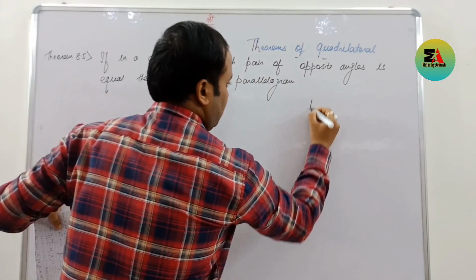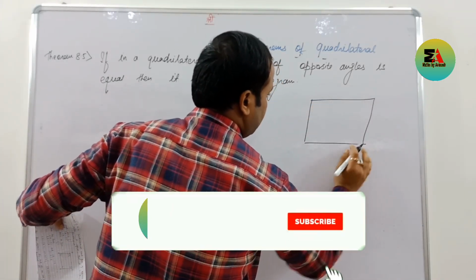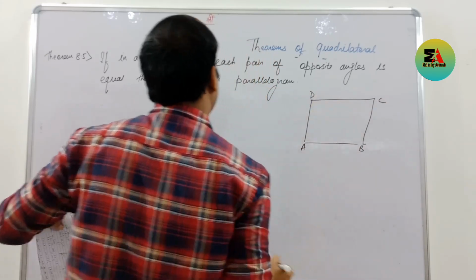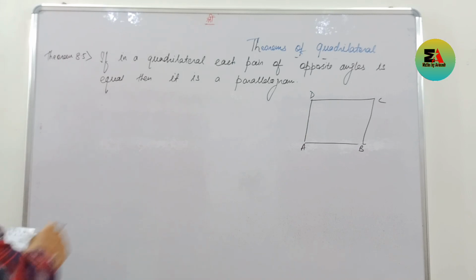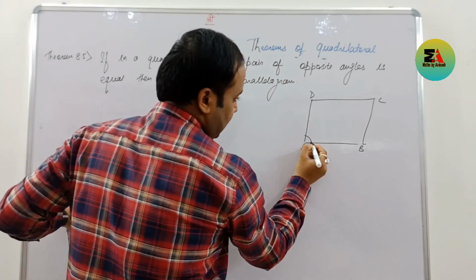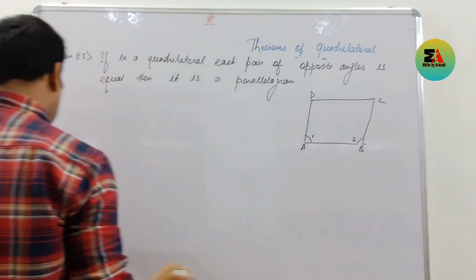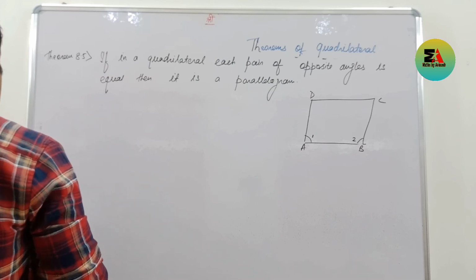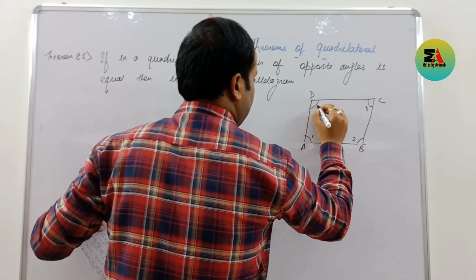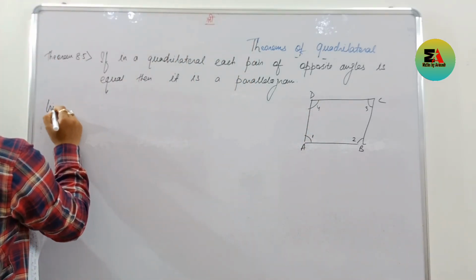See, draw the figure first. This is a parallelogram ABCD, and each pair of opposite angles is equal. This angle is represented by 1, this angle by 2, this angle by 3, and this angle by 4. Now write the given part. What is given?